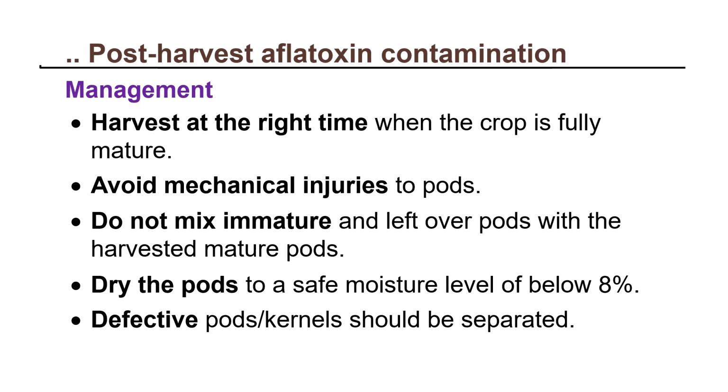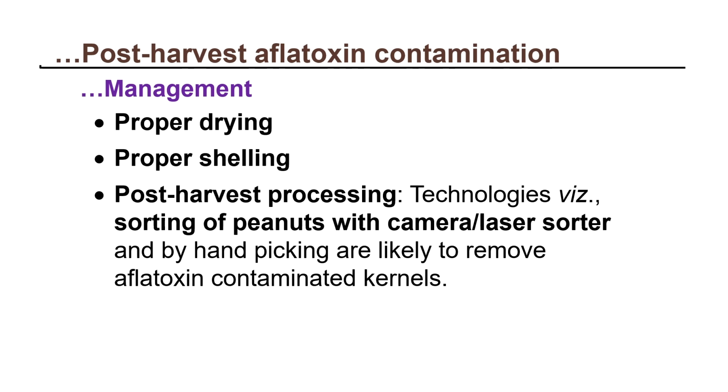Harvest at the right time when the crop is fully mature. Avoid mechanical injuries to the pods. Do not mix immature and leftover pods with the harvested mature pods. Mixing can also bring contamination. Dry the pods to a safe moisture level of 8%. Defective pods or kernels should be separated. Proper drying, proper shelling, post-harvest processing. Technologies such as sorting of peanuts with camera or laser sorters and by hand picking are likely to remove aflatoxin contaminated kernels. Now, machines are available where we can separate these infected kernels also.